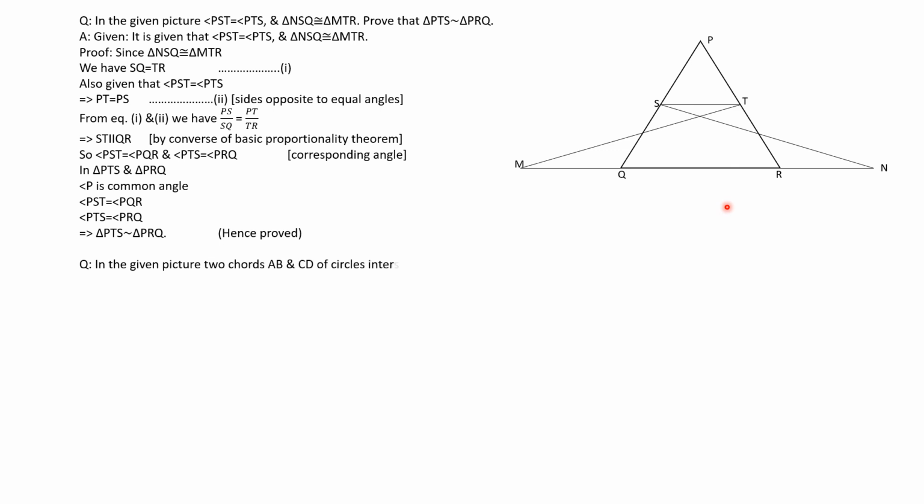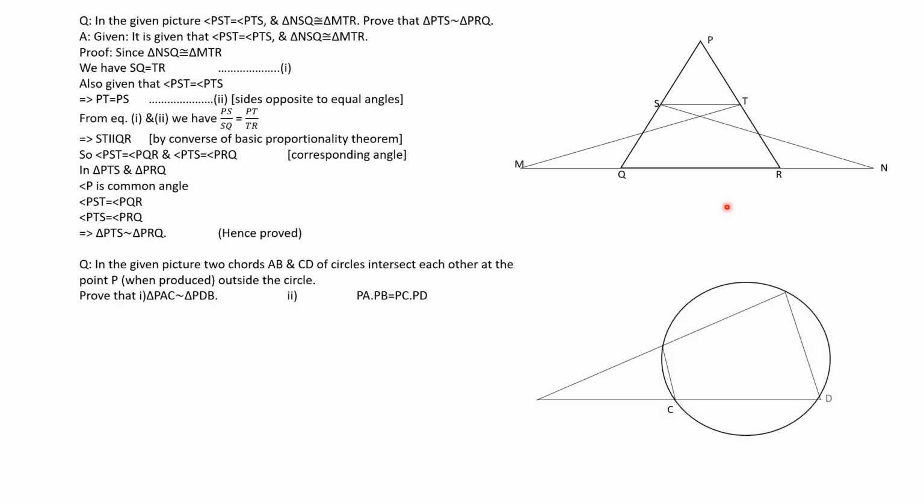In the given picture, two chords AB and CD of a circle intersect each other at a point P when produced outside the circle. Prove that, first bit, triangle PAC is similar to triangle PDB. Second bit, PA into PB equals PC into PD.